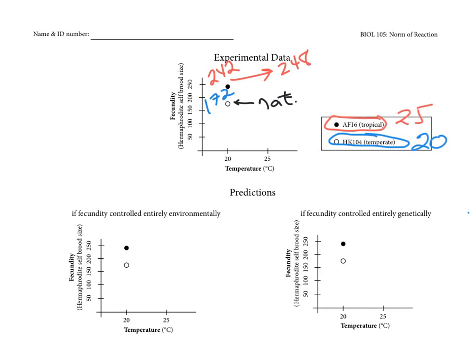So what do you think is going to happen when we move it to a hotter temperature? One that it's not used to. It's going to be really close to that. Okay, so one prediction, it's going to not change. So if AF16 looks like it's genetically controlling fecundity, then maybe HK104 is too, the blue strain. Other hypotheses?